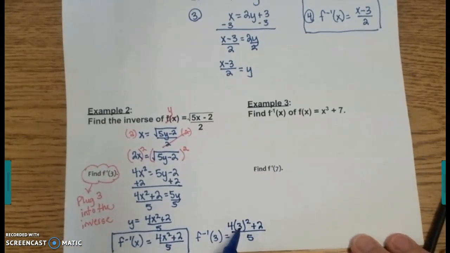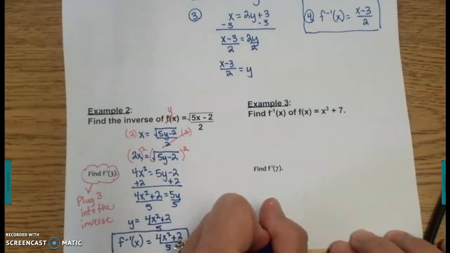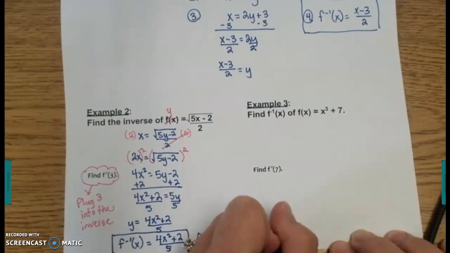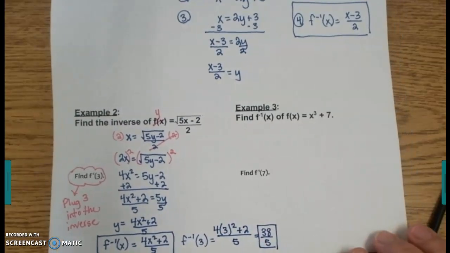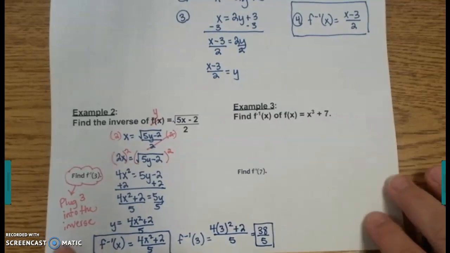And we can do this in our head. So 3 squared is 9. 9 times 4 is 36. Plus 2 is 38. So not a very pretty answer, but we'll take it. So 38/5. And then the next one.